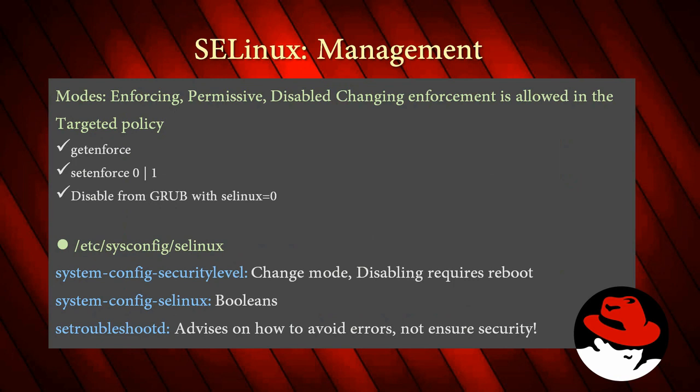You could configure SELinux in the /etc/sysconfig directory. The system-config-securitylevel is a graphical utility to change the mode; disabling requires a reboot. Similarly, there is system-config-selinux for booleans, and setroubleshoot, which gives advice on how to avoid errors and not to ensure security.